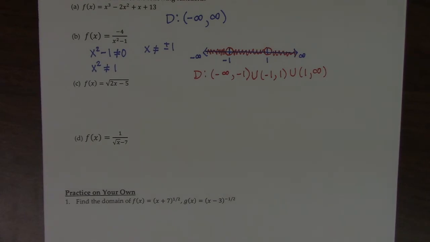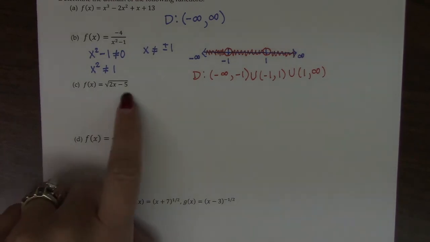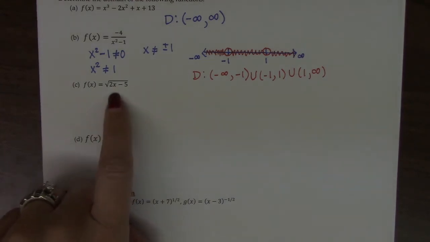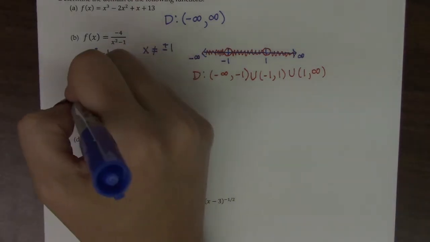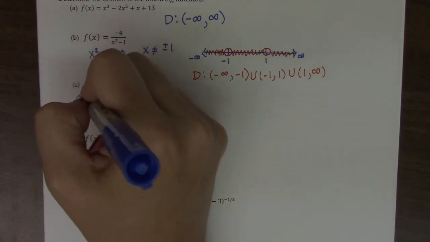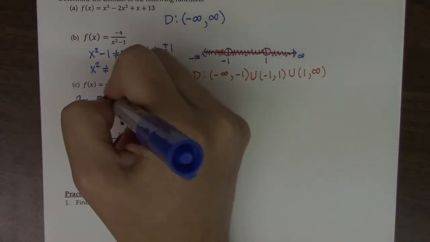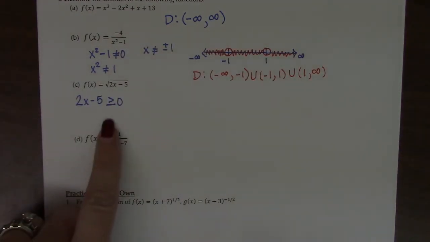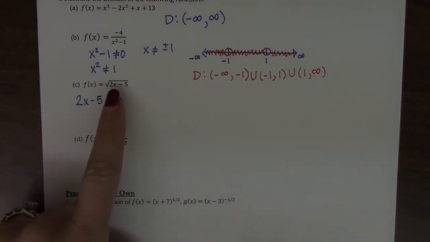Part C has a radical, right? There's no denominator, but I do have to make sure that this square root expression is not allowed to be negative. So what I'm saying now is 2x minus 5 must be greater than or equal to 0. So it is allowed to be 0 because you can take the square root of 0.